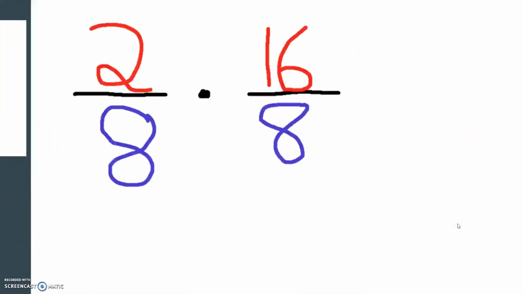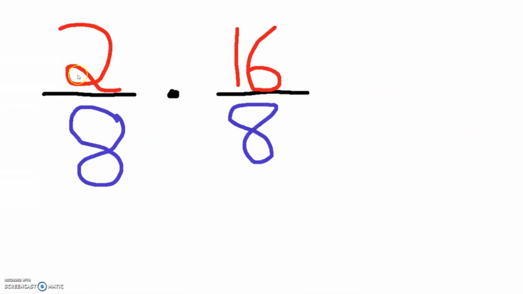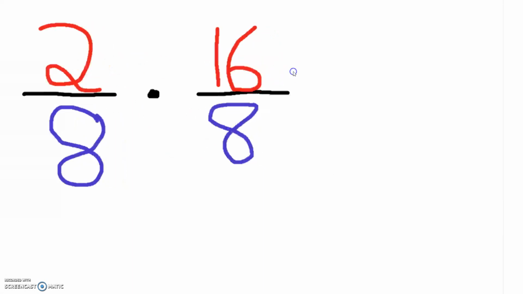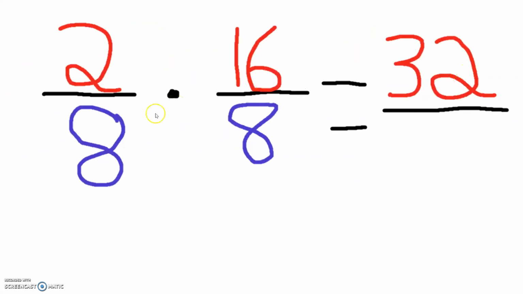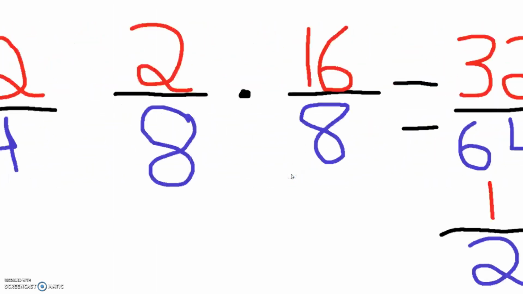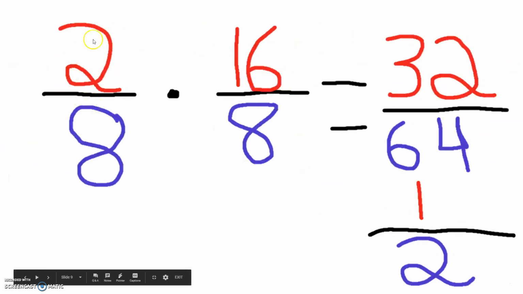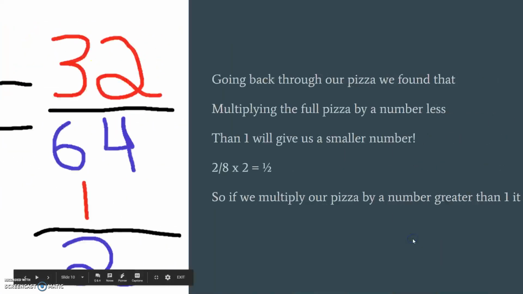And how do we do this with actual math? So we have here our 2/8 and our 16/8, and 16/8 is really 2. When we multiply fractions, we multiply across. So 2 times 16 is 32, and 8 times 8 is 64. So we have 32 over 64 when we multiply across, and we can simplify that if we divide both sides by 32 and it equals 1 half. So mathematically we can see that 2/8 of 2 is 1 half.